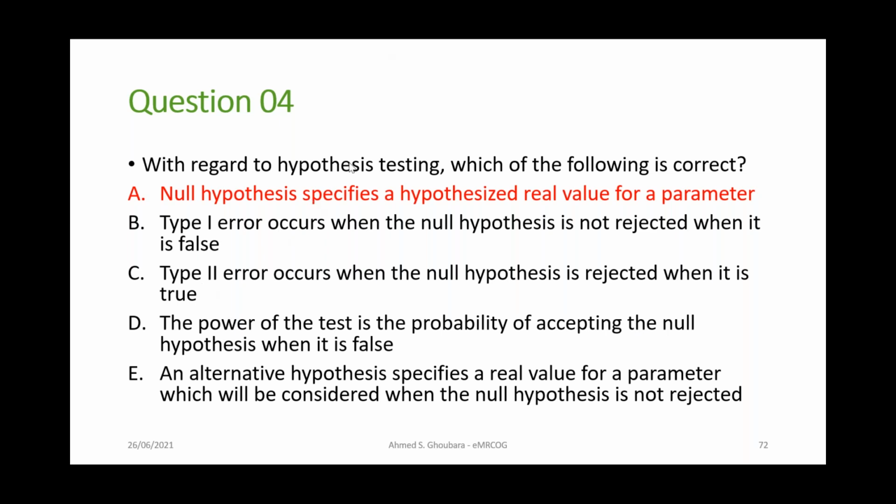So point E, I told you that we have two types of hypotheses: the alternative hypothesis and the null hypothesis. Please stick with the null hypothesis. You start with the null hypothesis. If you reject the null, you will accept the alternative.